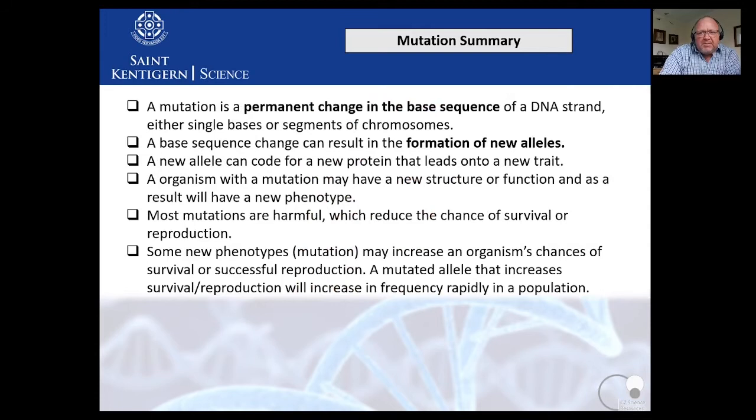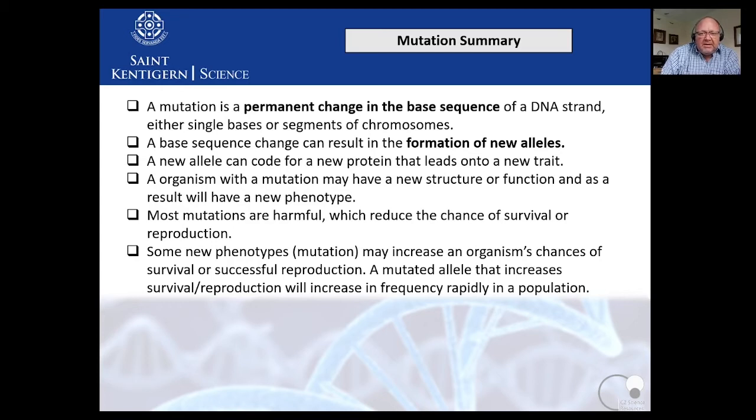So a mutation is a permanent change in the base sequence. This is just our summary of the DNA strand. Either single bases or segments can be lost. Base sequence changes can result in the formation of new alleles, and those new alleles can give rise to a new phenotype.